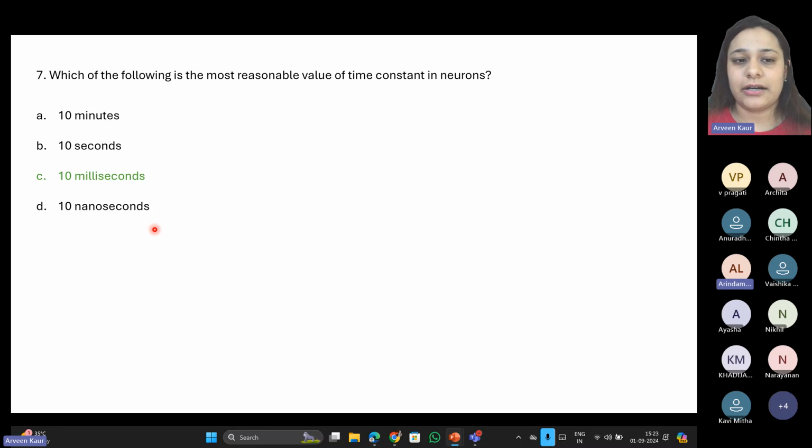And what is the value of tau? It is basically resistance times capacitance, and this is something that sir had discussed in that lecture also.